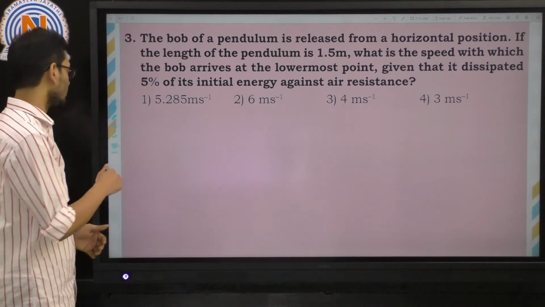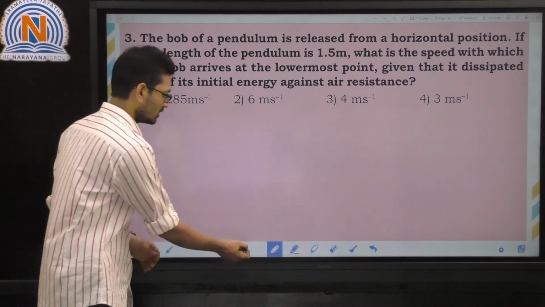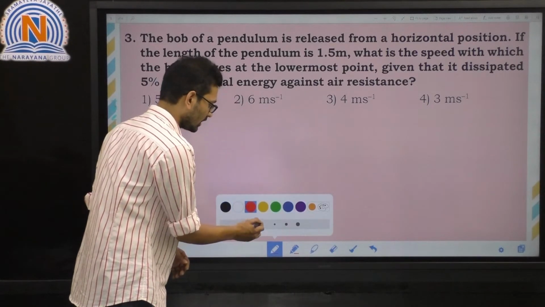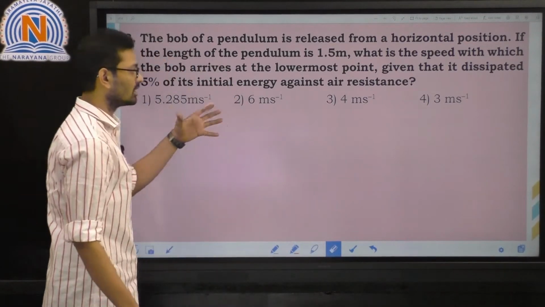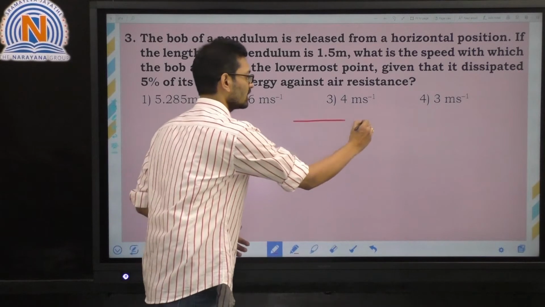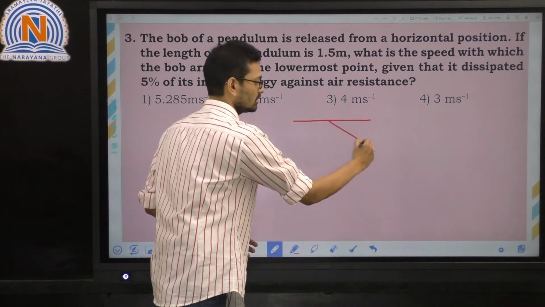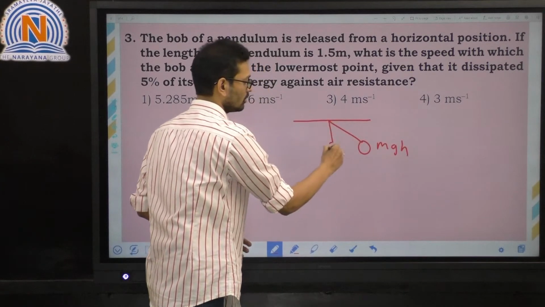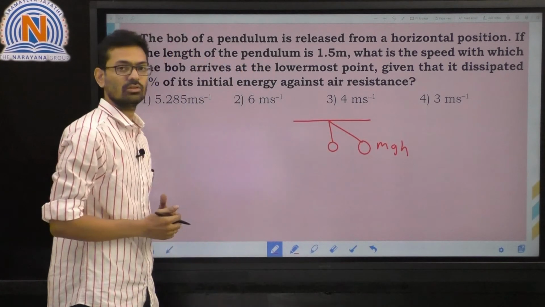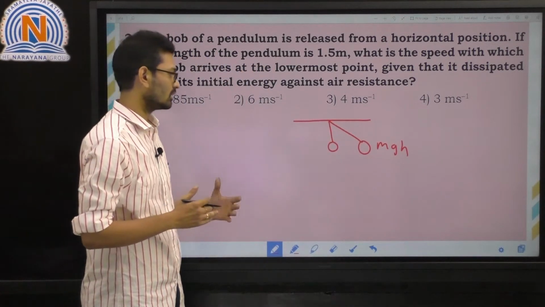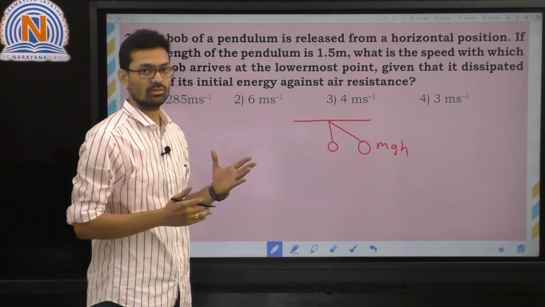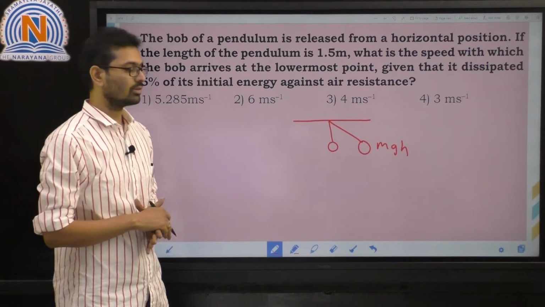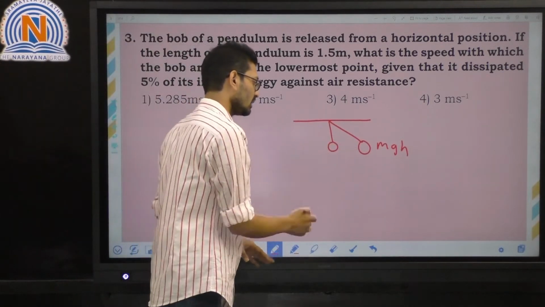Now when you want to talk about this kind of a question, you have to check out what energy is going to be present when it is at a certain height. Energy at this particular height is going to be mgh. After that, at the low point, it is going to have kinetic energy, because at this point it is not going to have height, and at the other point it is going to have height. So potential energy at this place and kinetic energy at this place.